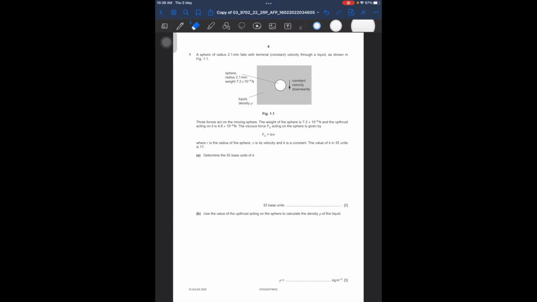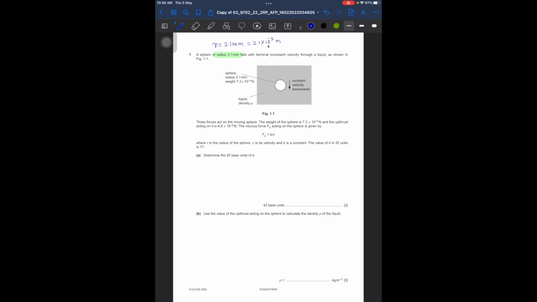Let's check the first question here. A sphere of radius 2.1 millimeter falls with terminal constant velocity through a liquid as shown in the figure. Okay, so the first information which we get is radius 2.1 millimeter, which we need to convert to meters. So let's just do that here itself.